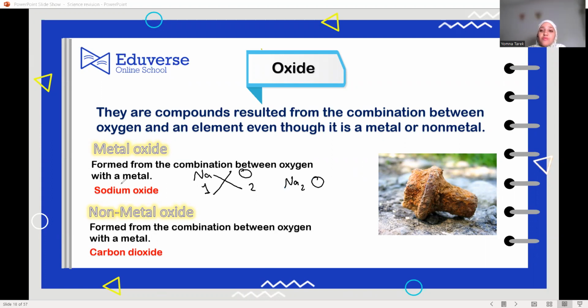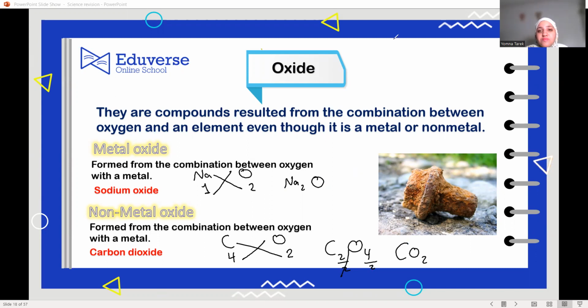Let's try for carbon dioxide. We have here C and here we have O. What is the valency of carbon? It's tetravalent. Oxygen is divalent. When we exchange like this, now it's C2O4. If we divide, we do math here, 2 over 2 and 4 over 2. So now we have CO2.